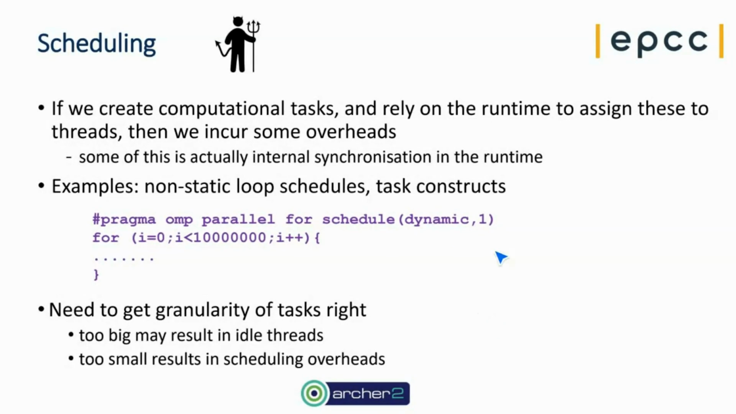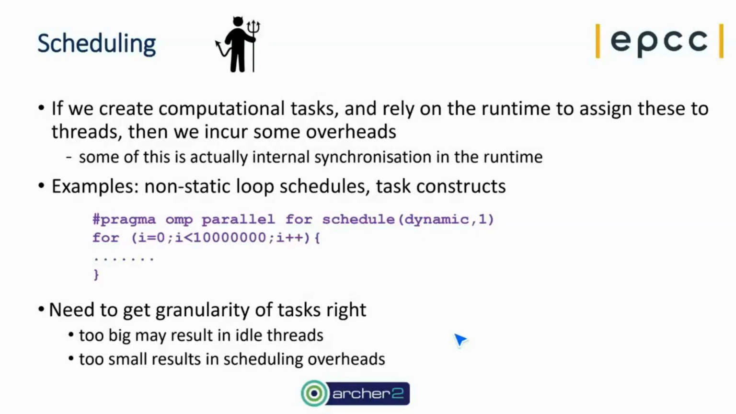For loops, it's really just down to making sensible choices of the chunk size. If we're programming with OpenMP tasks, then it might be a bit more complicated. You might need to do some blocking, combining what are the natural tasks in the application into chunks of tasks, and making that into an OpenMP task in order to increase the granularity.